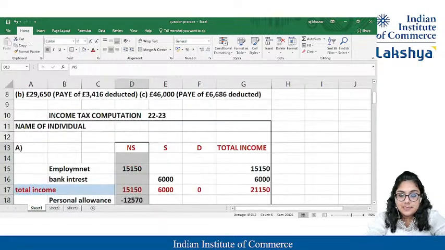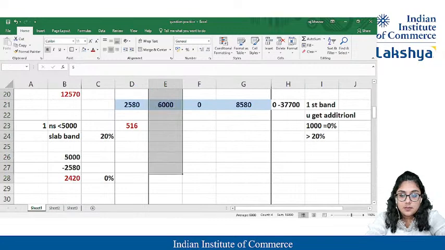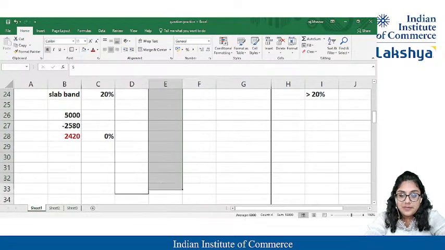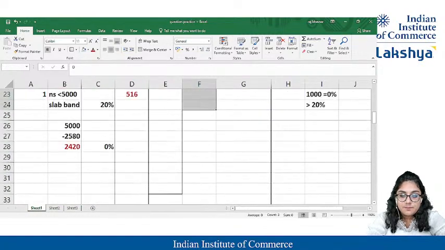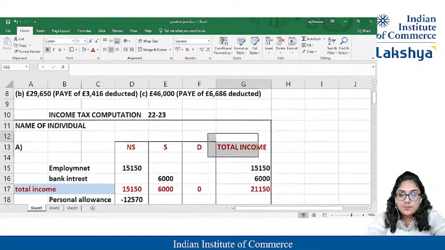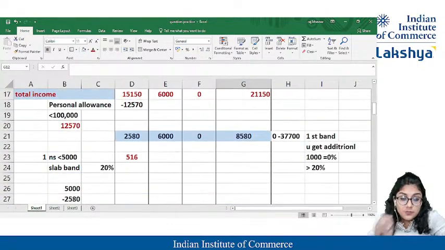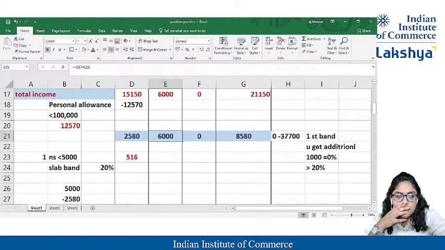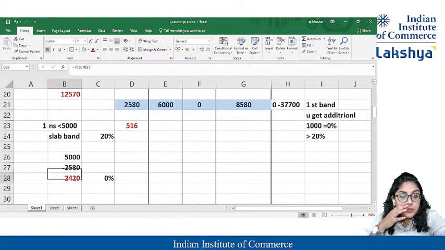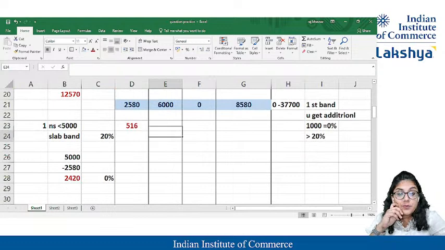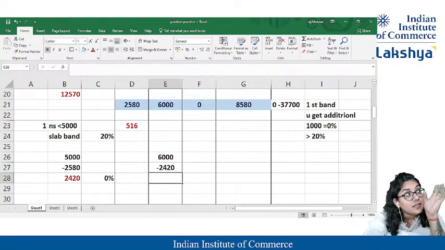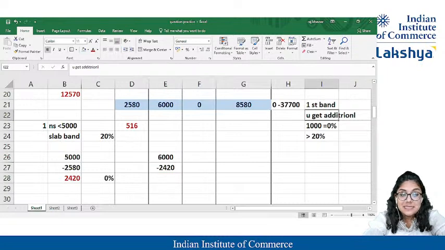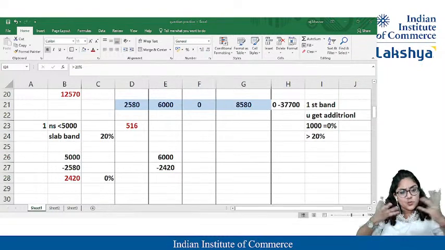Yeah, 516 is my tax liability. But what about my saving interest and my dividend? Students, what about my savings? Out of this 6,000, do you think you have utilized something over here? Yeah, ma'am, 2420, so I utilized it. Yes, out of this 6,000 minus 2420, you utilized it. And again 1,000, you do not have to pay tax over here because it is something which you always get.